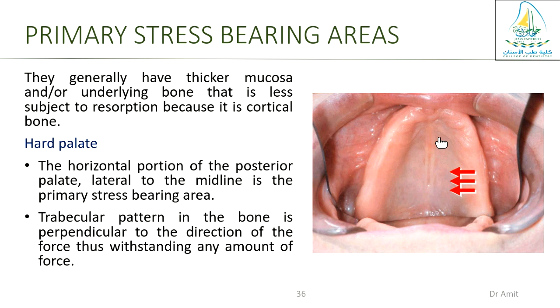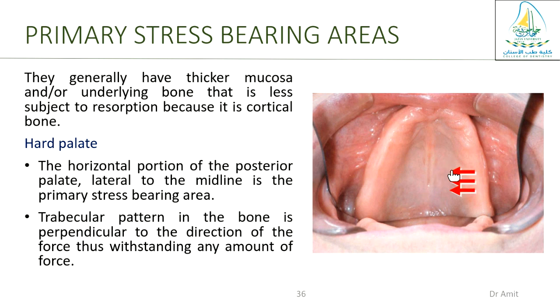So this is the anterior palate area and this is the posterior palate area. The horizontal portion of the posterior palate area, which is lateral to the midline, see this is the midline, is the primary stress bearing area. The trabecular pattern of the bone here is perpendicular to the direction of the forces.